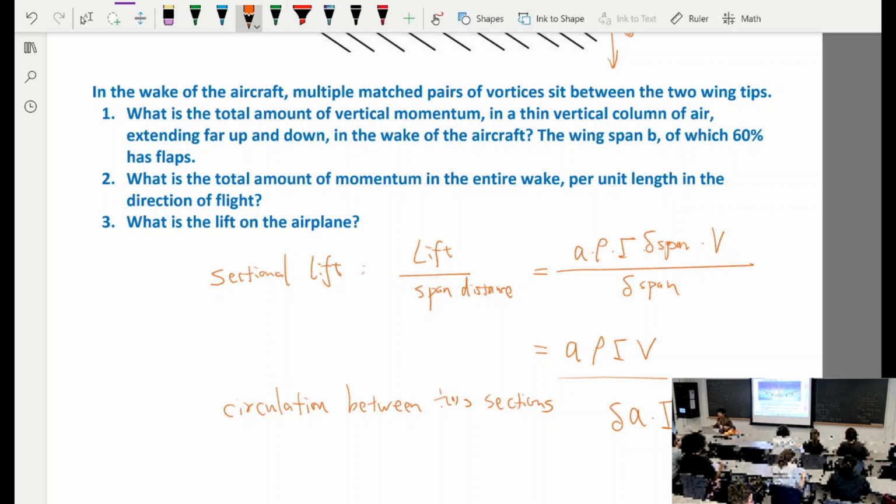Okay, so now we have a piecewise constant function. That's 0, minus gamma times rho delta A, minus 2 gamma times rho delta A, and minus gamma, and 0.